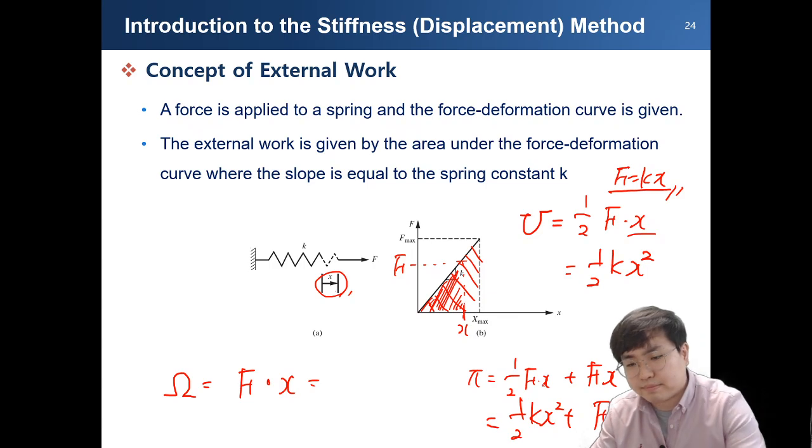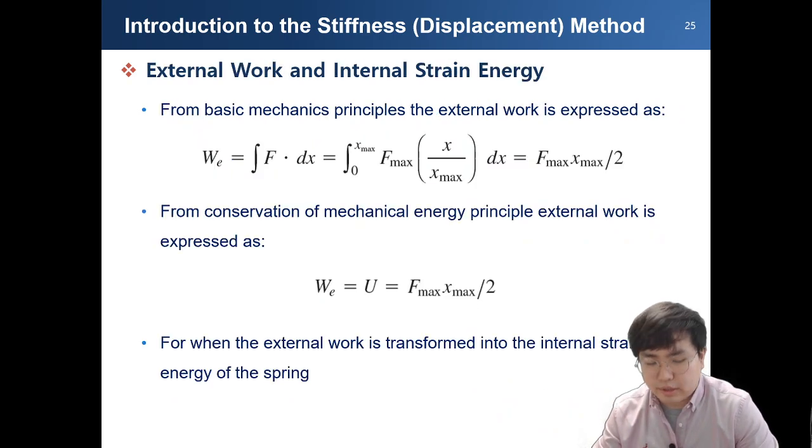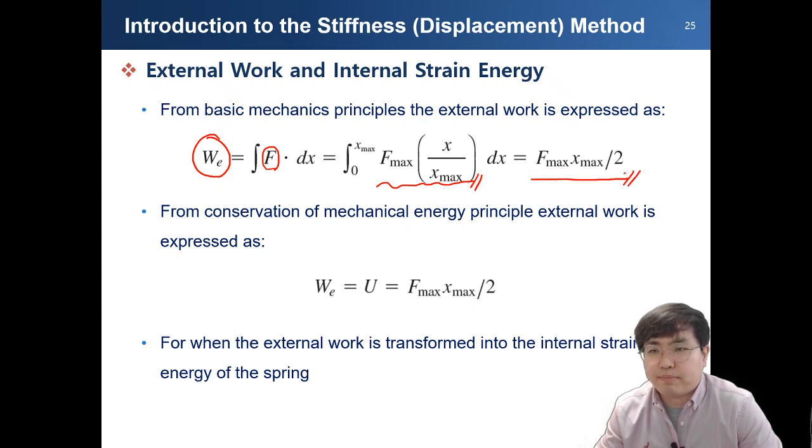Okay, let's continue in detail. Actually, the exact derivation looks like this. This is an internal energy, not external energy. But here they explain this is external work, due to the external force F. The exact work looks like this. From the previous relationship we have those kinds of functions, and after the integration, this part becomes half of F max and X max.